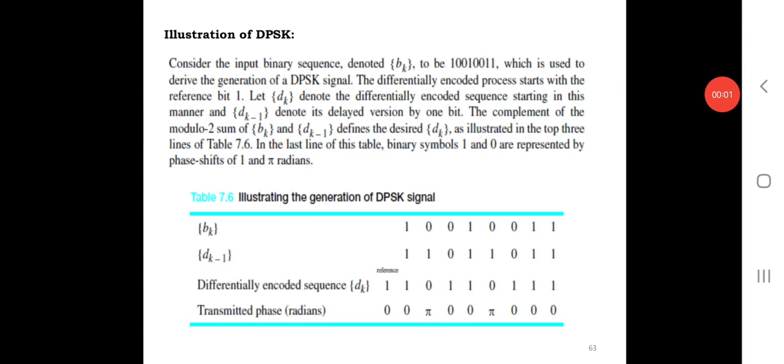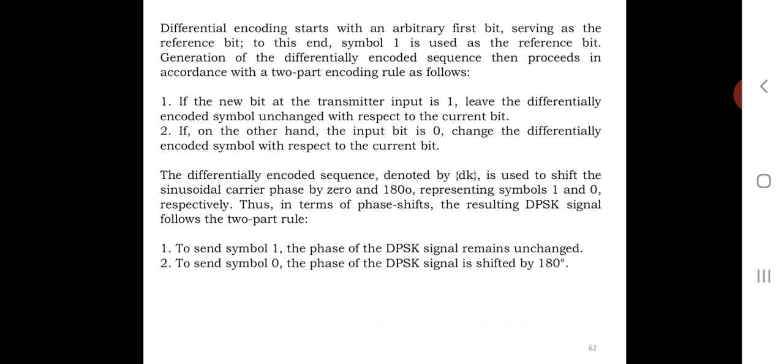So we'll discuss the illustration of DPSK. Consider an input binary sequence that's denoted by B of k, that is 1 0 0 1 0 0 1 1. So this is the input bit sequence we are using, that is B of k, the binary sequence, and the differentially encoded sequence of this is obtained by using these two rules, rule number 1 and rule number 2. If the new bit at the transmitter input is 1, leave the differentially encoded symbol unchanged.